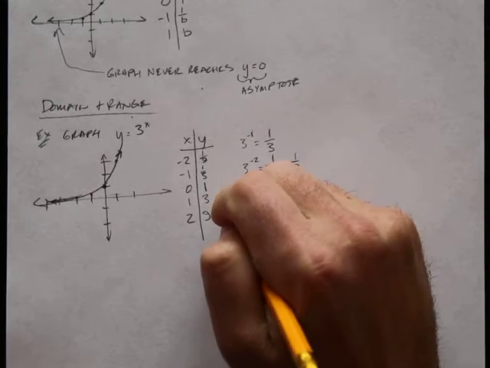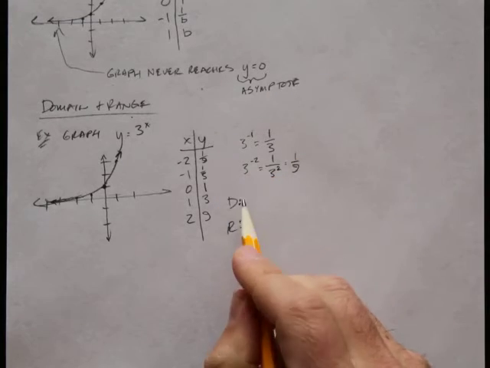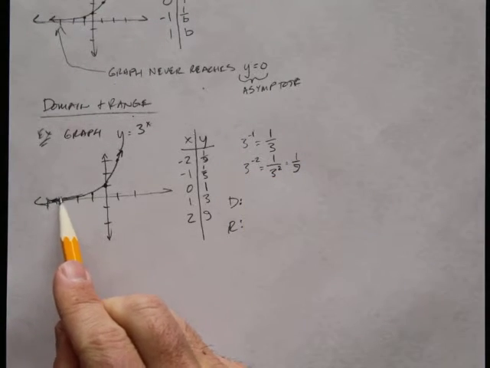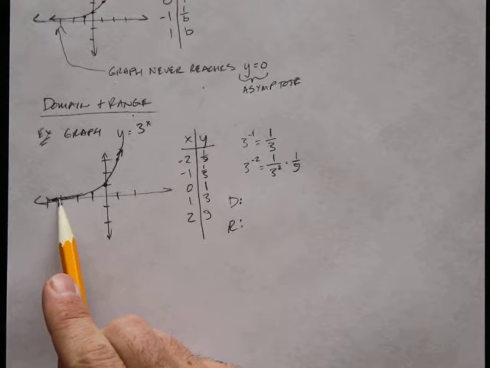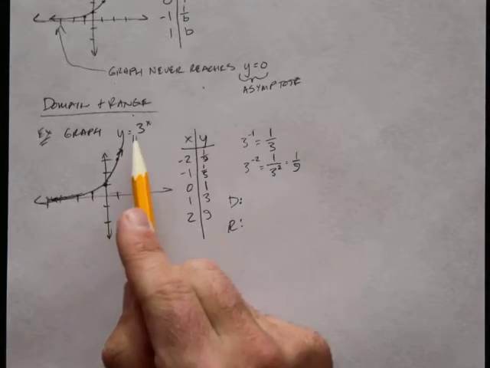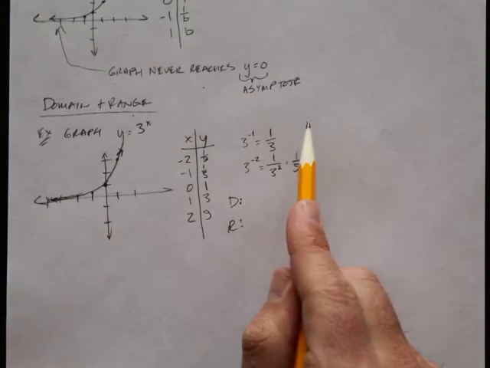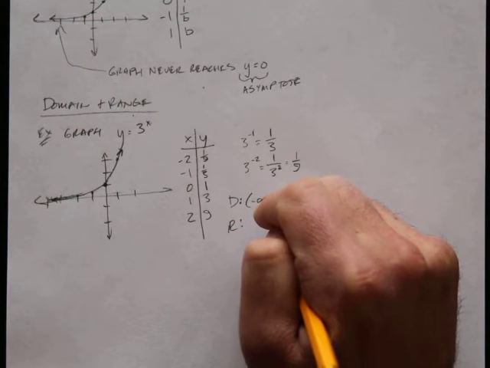Now let's talk about the domain and the range. I'm looking at my x values. If I go all the way to the left as far as I can, I will still have x values on this graph. If I go to the right, this is going to go up and up forever, but it's also going to the right forever. So my domain is -infinity to +infinity.